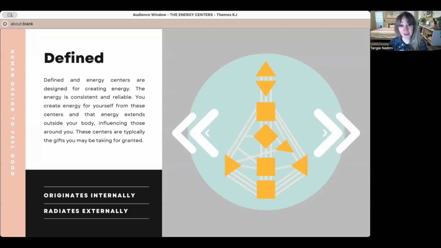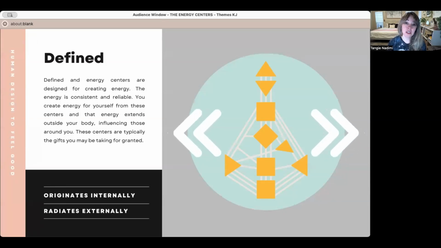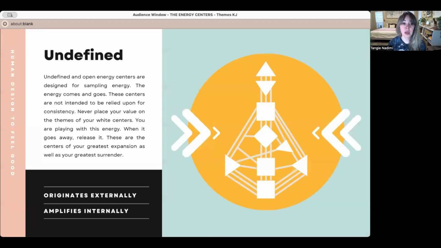And again, you take it for granted until you put the language and the context to understanding what is defined in your chart. It's also important to note that your definition is what creates the shape and expression of your aura, so that your human design type is directly informed by what's colored in your chart.